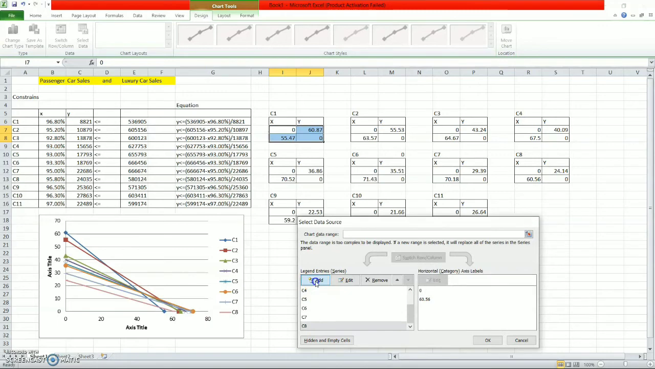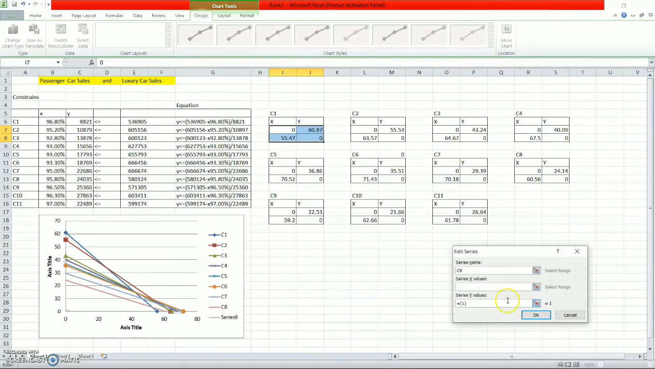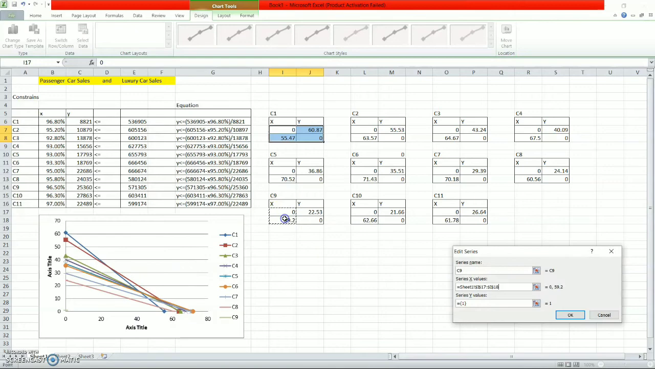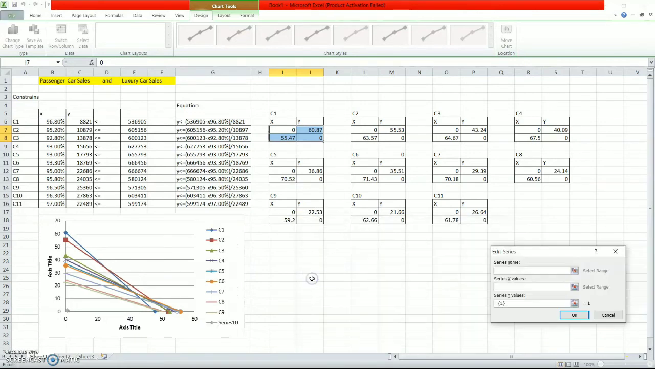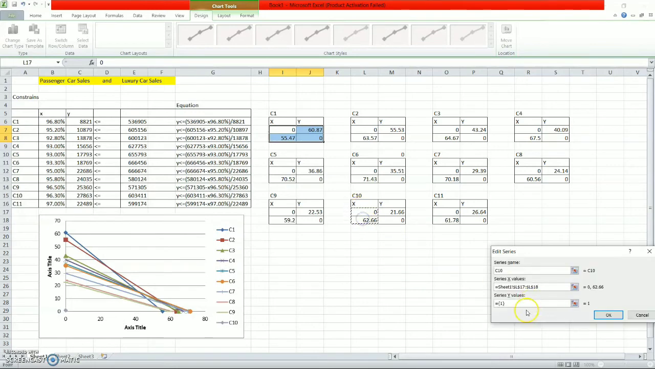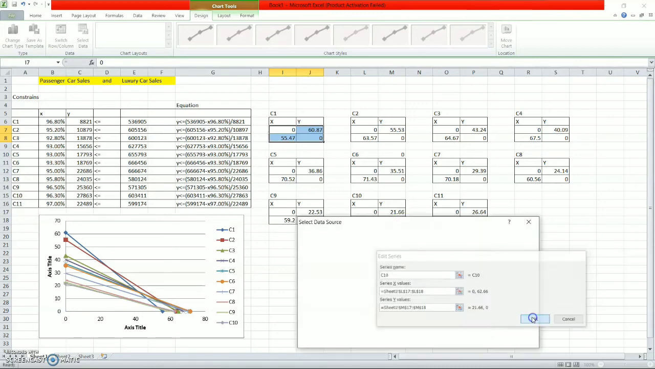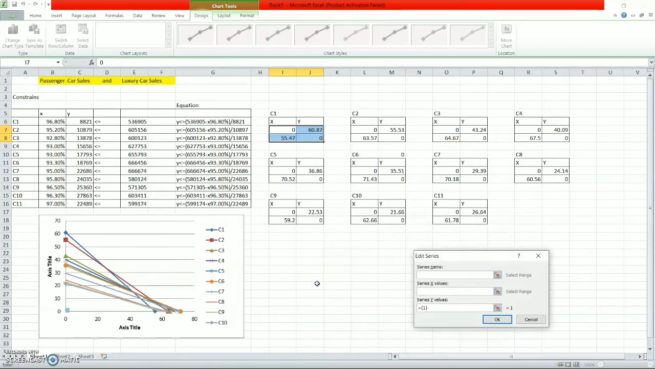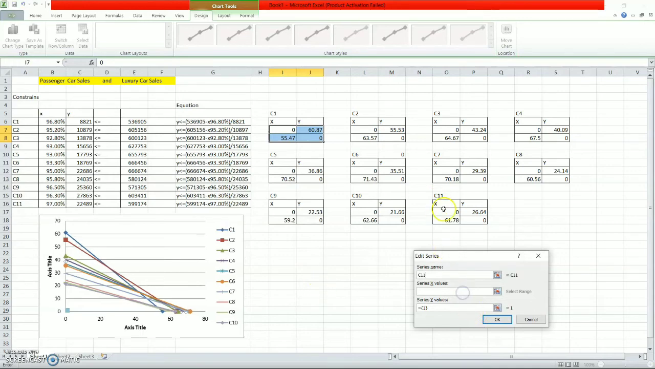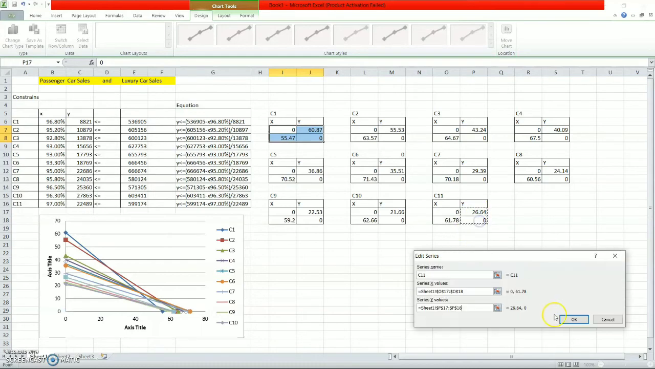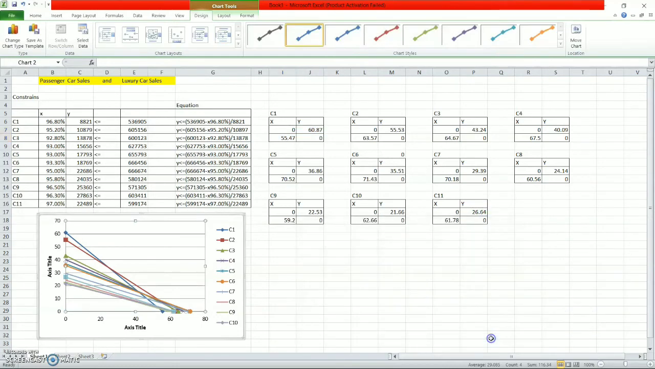Okay, so again add C9, the X values are this, and the Y values are this. Okay, just two left. C10, the X values are this, and the Y values are this. Okay, so C11, the X values are this, and the Y values are this. Okay, so I have done.